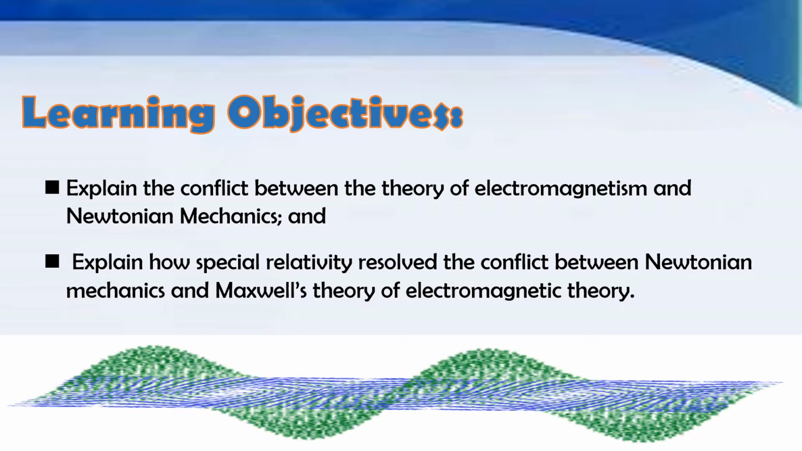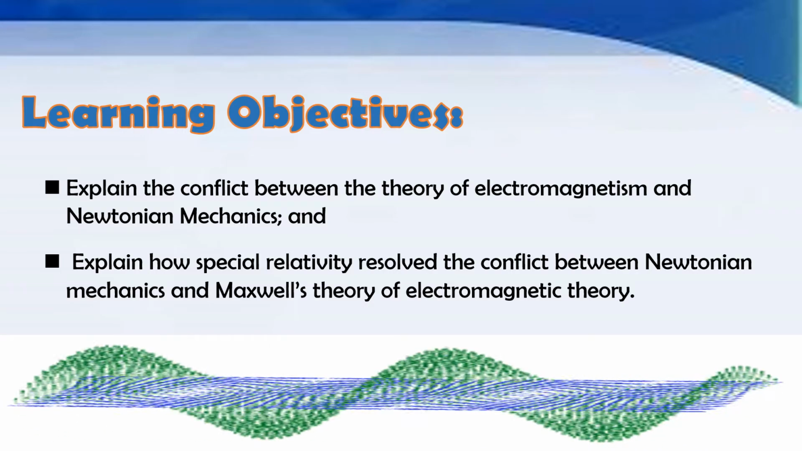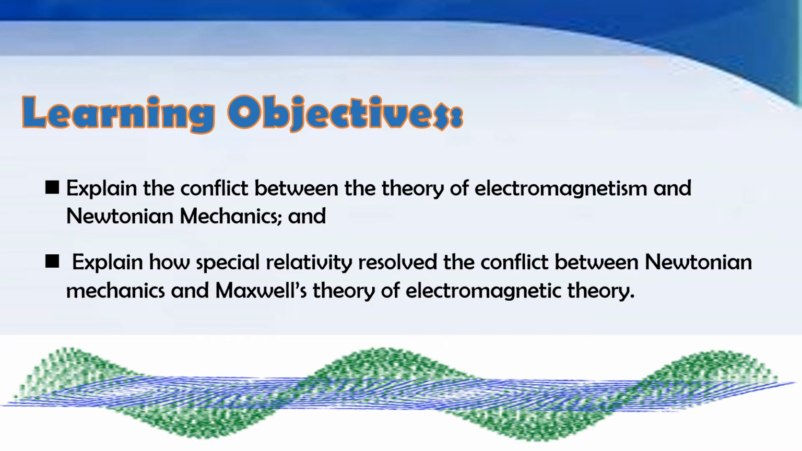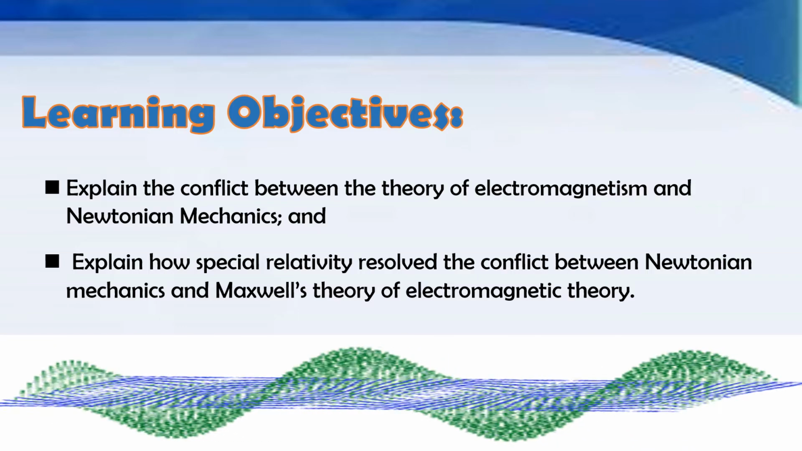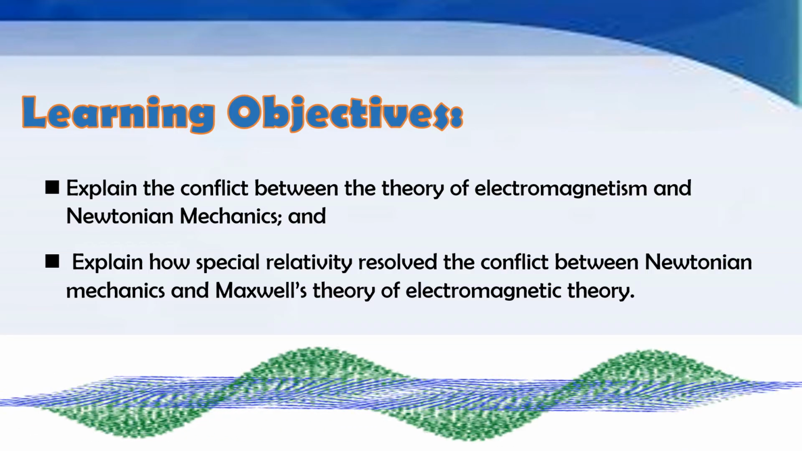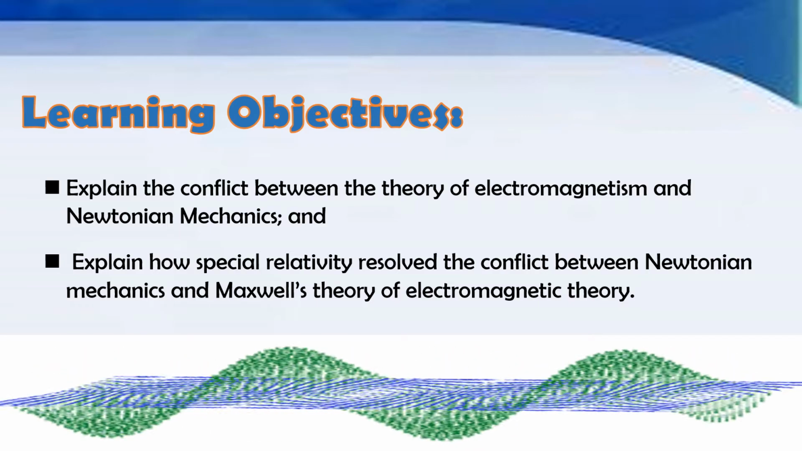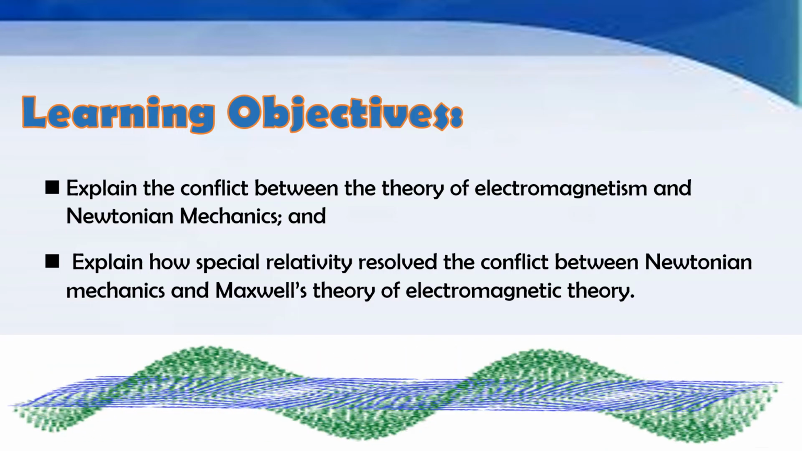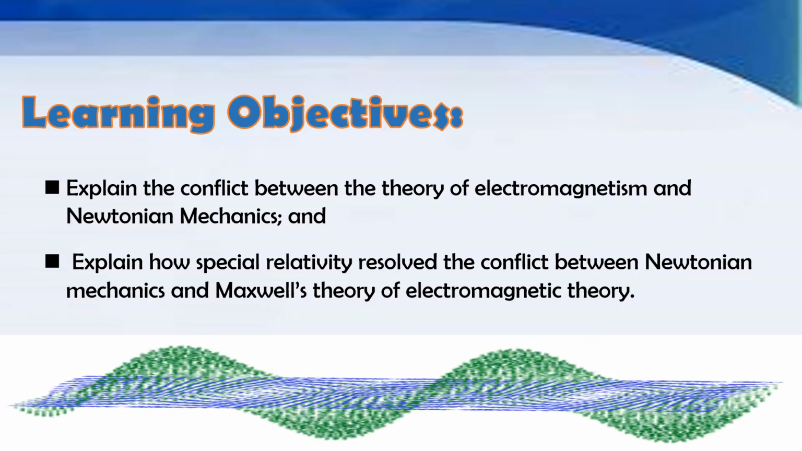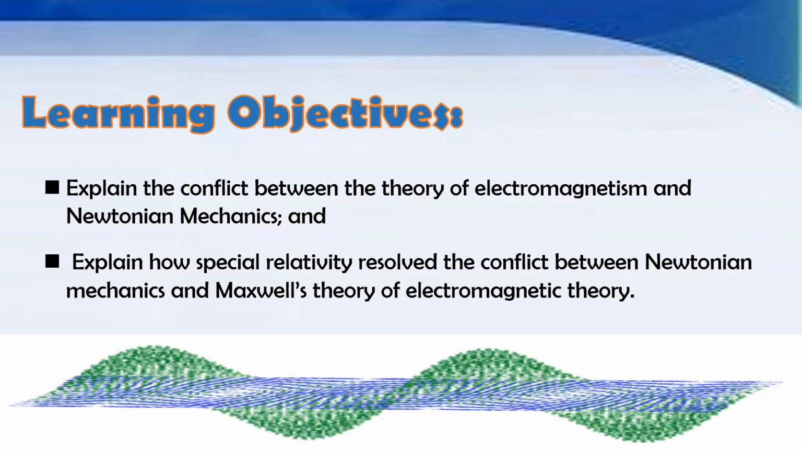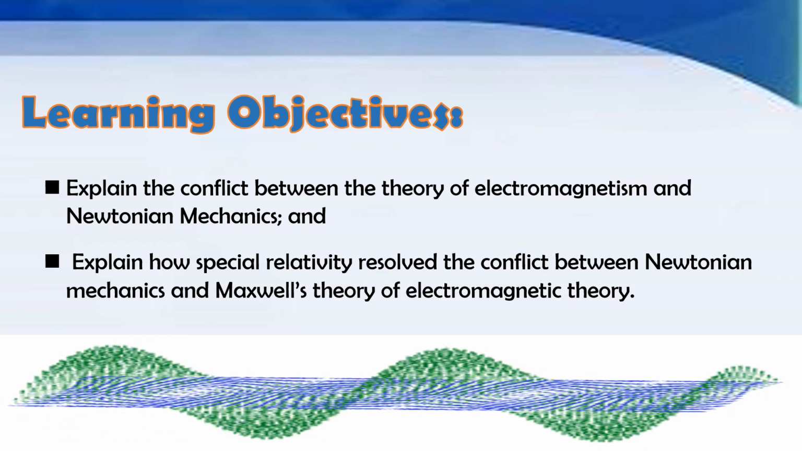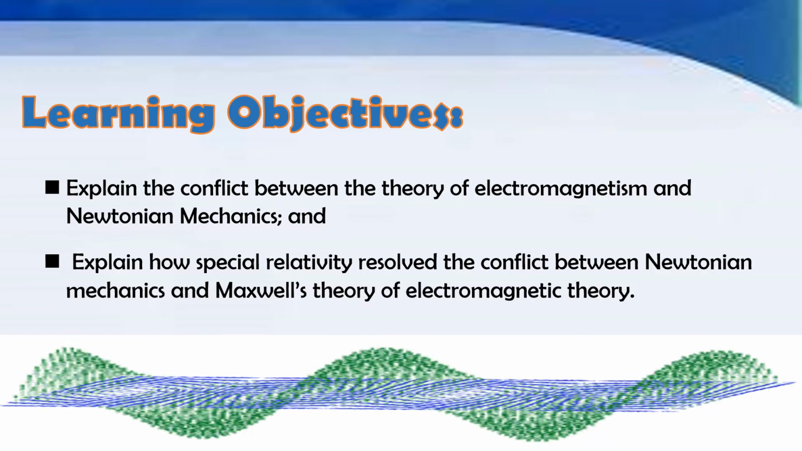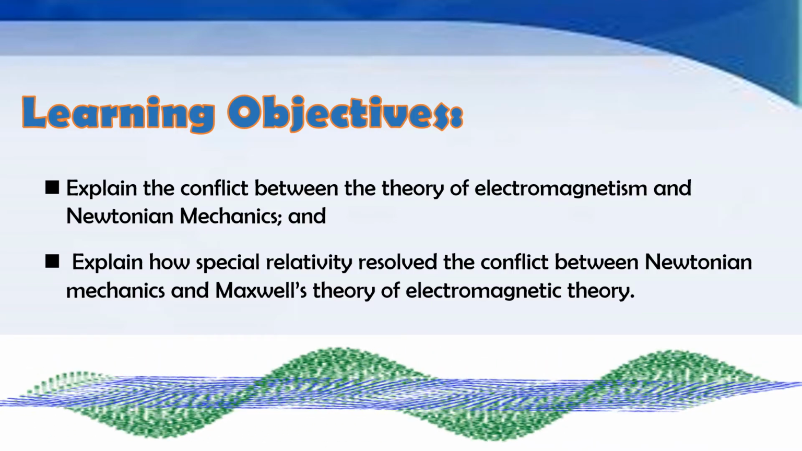For our learning objectives for today's lesson, first, explain the conflict between the theory of electromagnetism and Newtonian mechanics. And for number two, explain how special relativity resolved the conflict between Newtonian mechanics and Maxwell's theory of electromagnetism. So these are the things that we are going to discuss all through the given time for us. Okay?